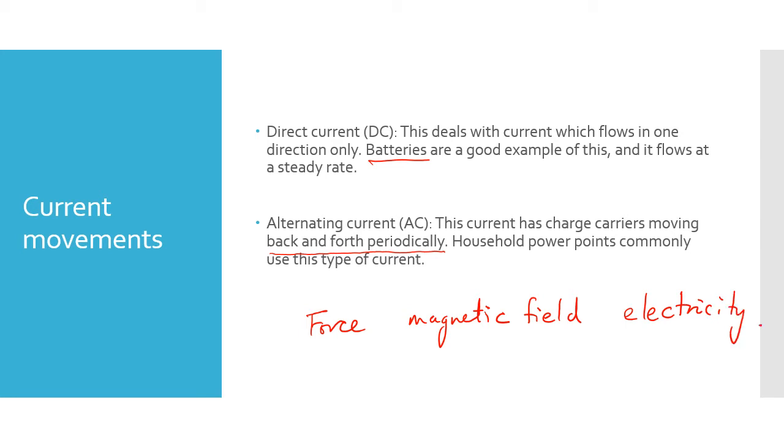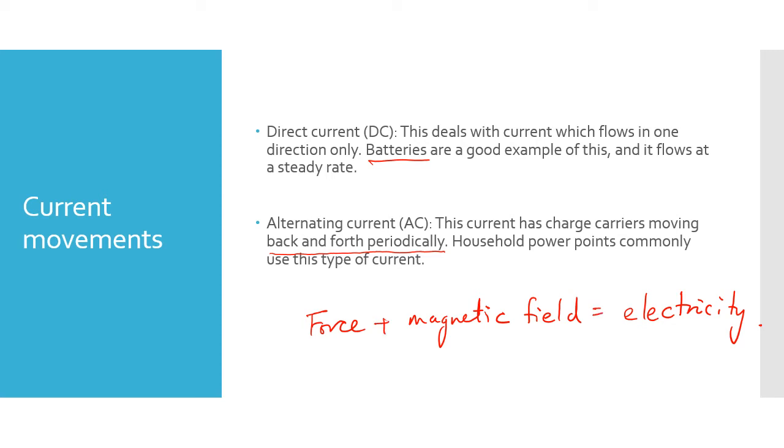So if you have two things, you will always generate the last one. For example, if you have force and electricity, you would generate a magnetic field. If you have magnetic field and force, you would generate electricity. So obviously in this particular case, we're looking at force and magnetic field generating electricity.